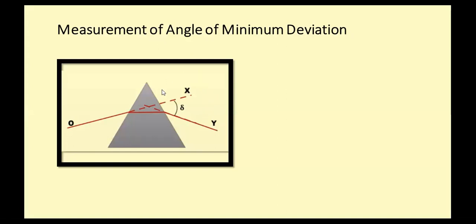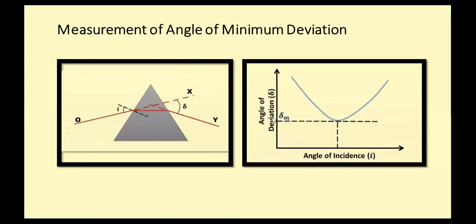So first understand what is angle of deviation. Suppose a light traveling from O to X, but instead of going to X, it deviated to Y, and this angle delta between X and Y is your angle of deviation. In the second figure, we see with the change in the angle of incidence, this delta also changes. So it first decreases, then start increasing. So this point where it is minimum is known as angle of minimum deviation.